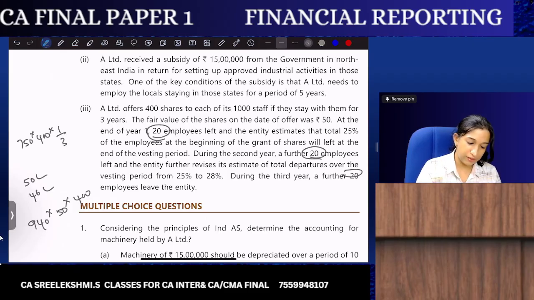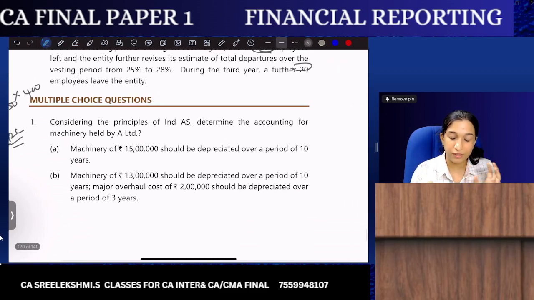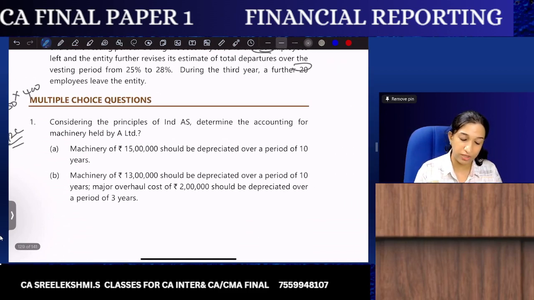This is the total expense, of which 96 lakhs is already recognized, so the balance is 92 lakhs. Let's see what the questions are. Considering the principles of Ind AS, determine the accounting for machinery. 15 lakhs should be depreciated, no. 13 lakhs over 10 years and 2 lakhs over 3 years. Option B.